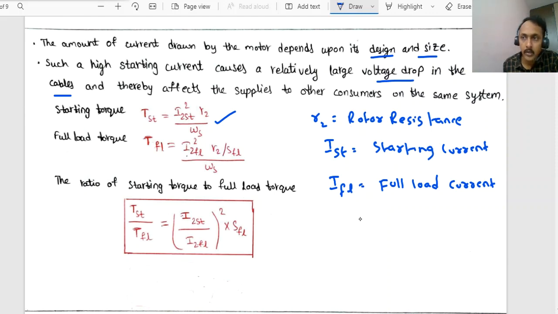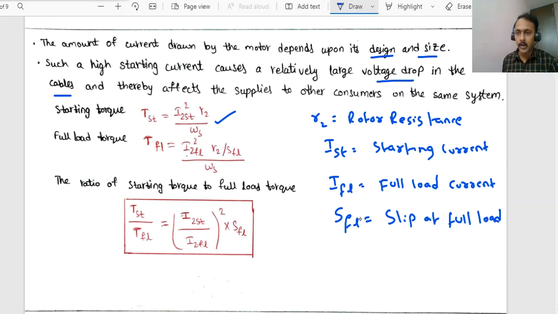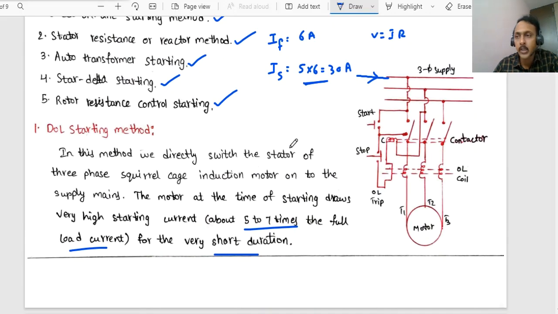Now the torque at full load is given by I full load squared into R2 by S_FL. SFL indicates the slip at full load. So SFL indicates the slip, IST indicates the starting current, IFL indicates the full load current. Now, if you take the ratio T starting by T full load, it gives you I starting current by I full load current squared into S_FL, the slip at full load. This is the relation between the starting torque and full load torque if you are using the DOL starting method.